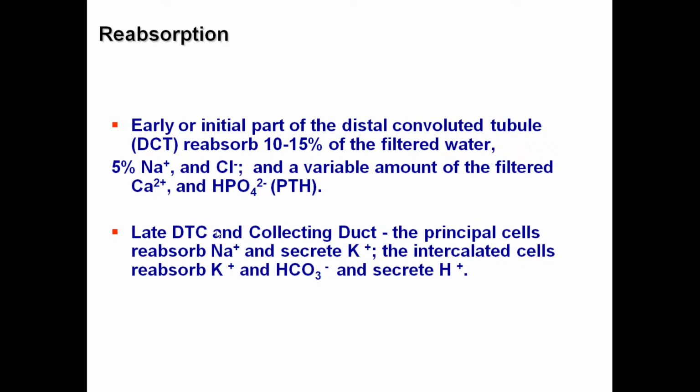And as we also mentioned, distal convoluted tubule and collecting ducts, this is where you have principal cells for the reabsorption of sodium and secretion of potassium due to the action of aldosterone. And we also have intercalated cells which reabsorb potassium and bicarbonates and secrete hydrogen, which is important for the pH maintenance.